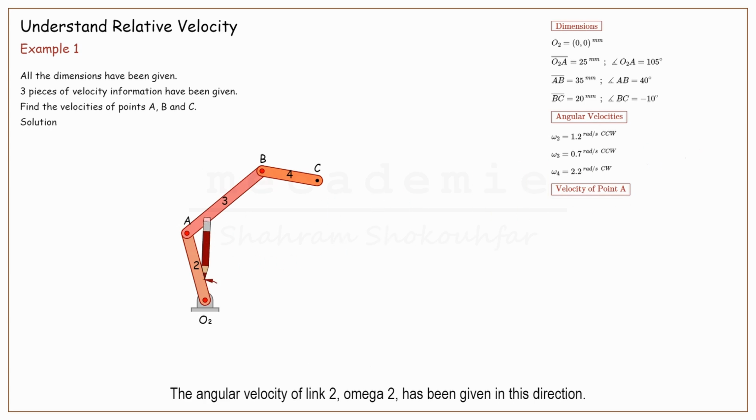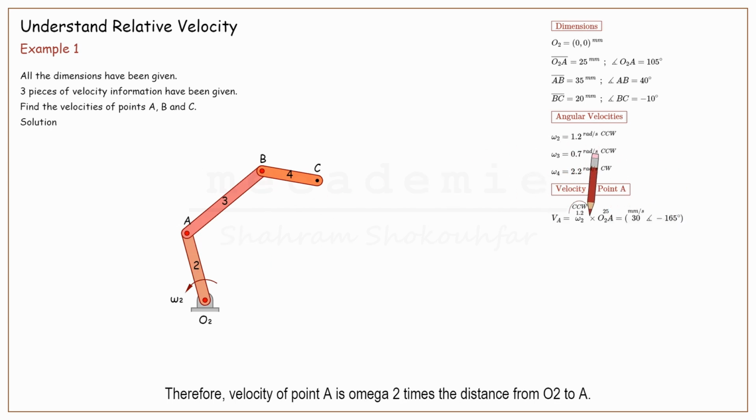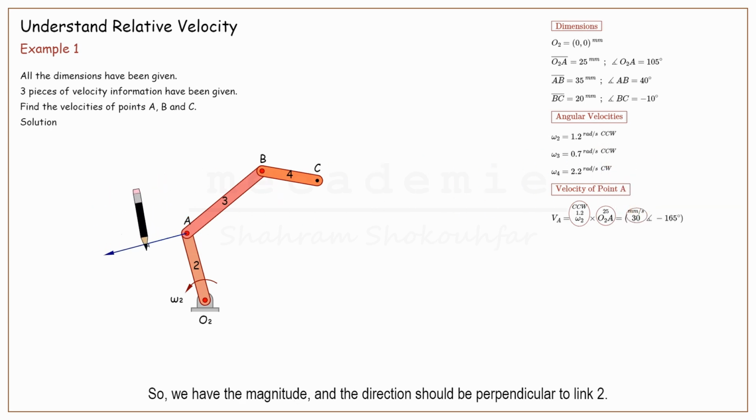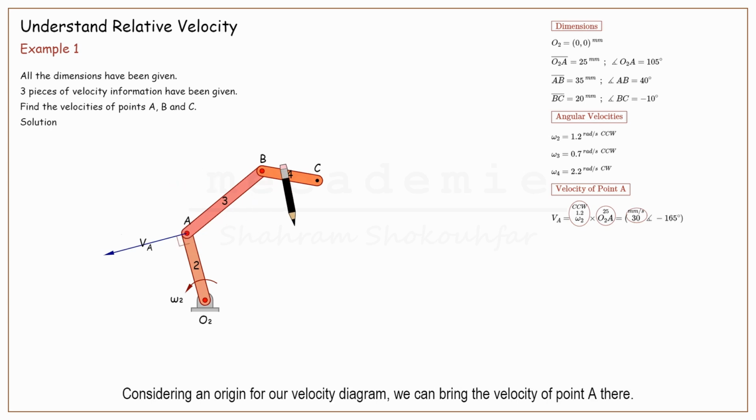The angular velocity of link 2, omega 2, has been given in this direction. Therefore, velocity of point A is omega 2 times the distance from O2 to A. So we have the magnitude, and the direction should be perpendicular to link 2. Considering an origin for our velocity diagram, we can bring the velocity of point A there.